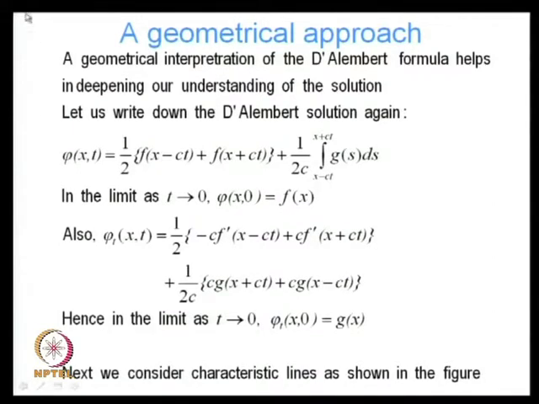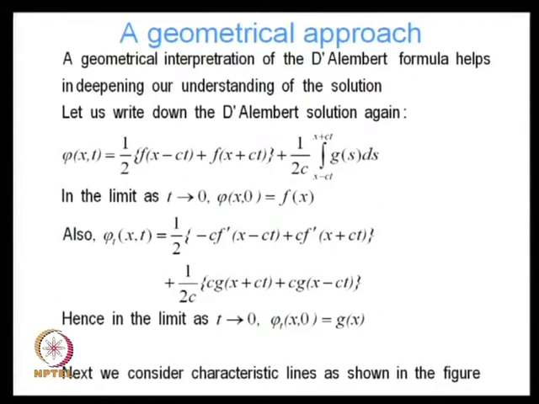So, this is again our D'Alembert solution, phi of x, t is half of f of x minus c t plus f of x plus c t plus this integral. This is my D'Alembert solution. We can see that in the limit as t goes to 0, phi of x, 0 is equal to f of x. Why? At t equal to 0, this part is 2 f of x, so that is f of x. At t equal to 0, the integration limits go from x to x, so this integration vanishes. So, I am left with phi of x, 0 equal to f of x.